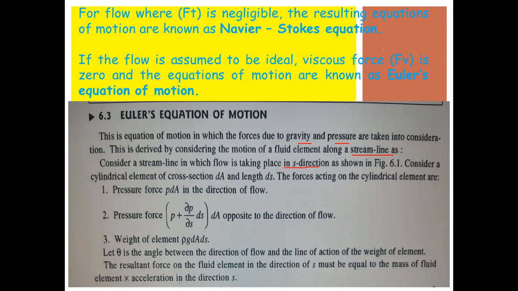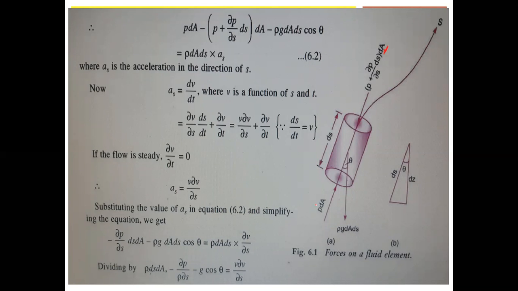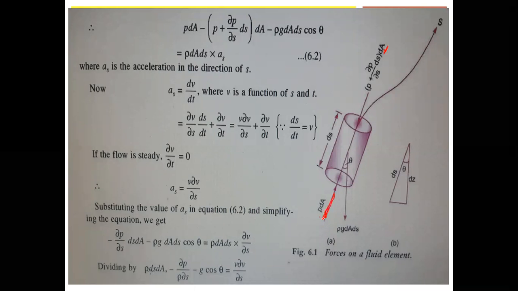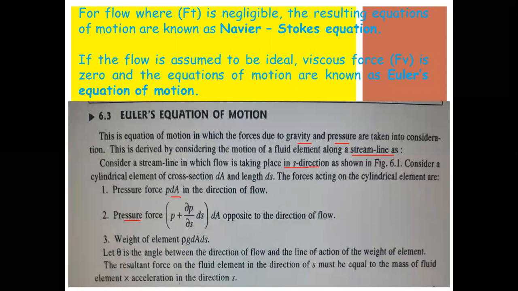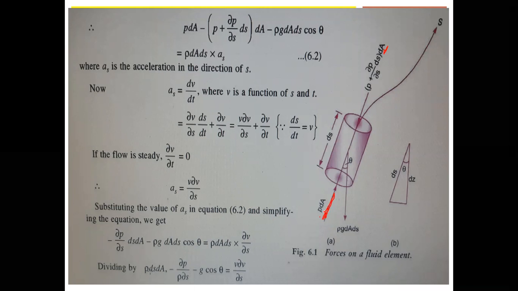The forces acting on the cylindrical element are, first, the pressure force P dA on the cross section in the direction of flow. Pressure into cross section. Second, the pressure force opposite to the direction of flow, that is P plus dou P by dou s into ds, times dA. What is the opposite direction? This one. The arrow is shown here like this.